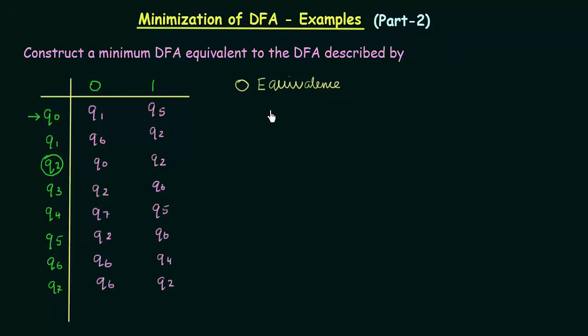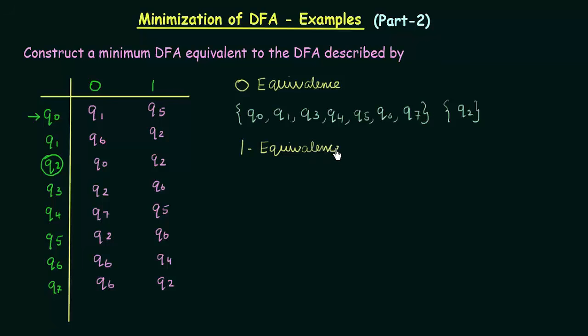Now how do I write the 0 equivalence? Writing 0 equivalence is very simple. Make two sets in which the first set will contain all the non-final states and the second set will contain all the final states. So here what are my non-final states? Q0, Q1, Q3, Q4, Q5, Q6 and Q7. And what are my final states? I have only one final state here, which is Q2, this one. So I put it in another set. So we are done with 0 equivalence, and the second one is 1 equivalence.